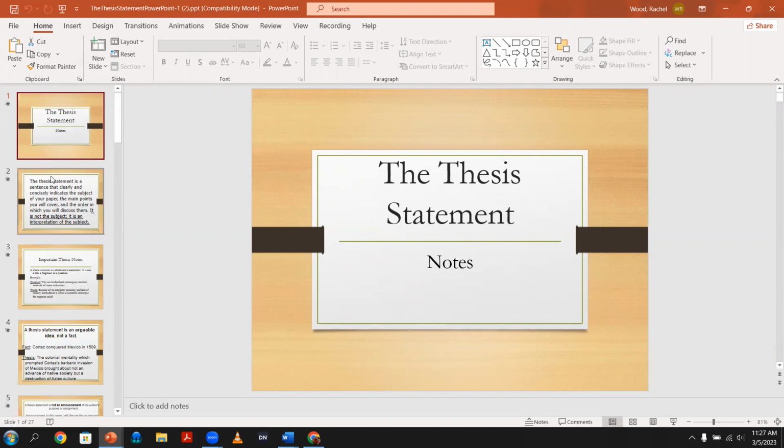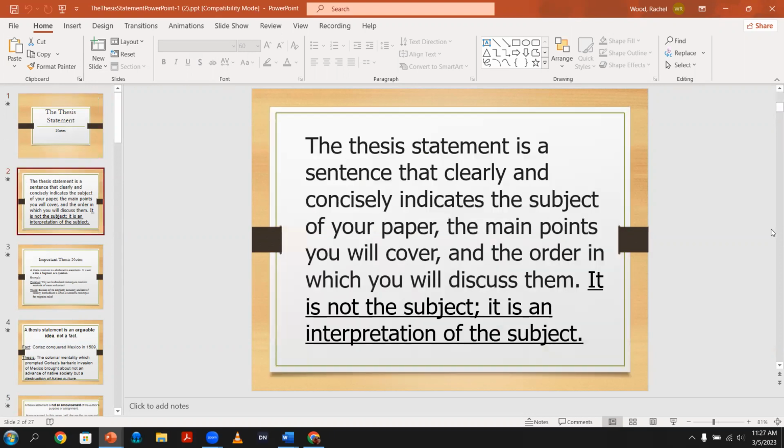So just to go over what a thesis statement actually is, by definition it's one sentence that clearly and concisely indicates the subject of your paper, the main points that you're going to cover, and the order in which you will discuss them. It is not the subject itself. It is an interpretation of the subject. And that's really where a lot of students get stuck. And it's really important that you understand that it's an interpretation of the subject.